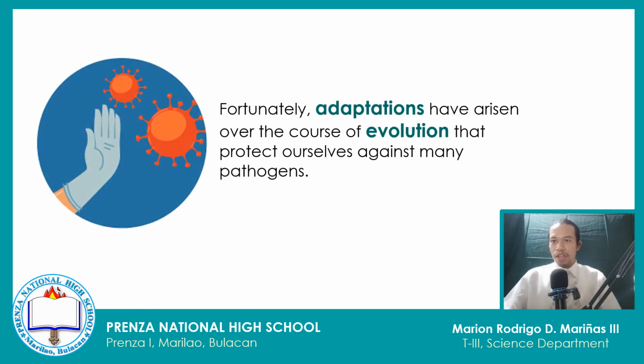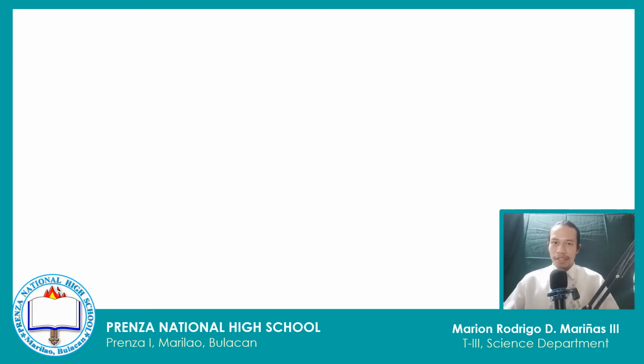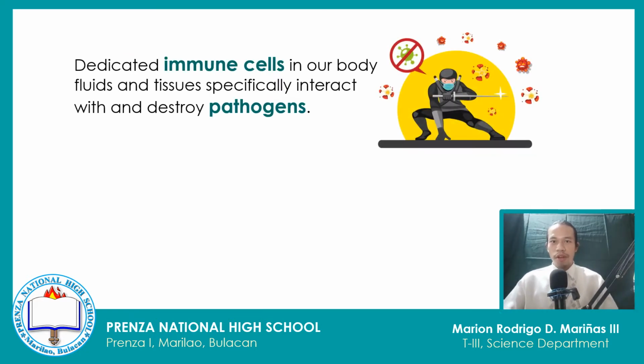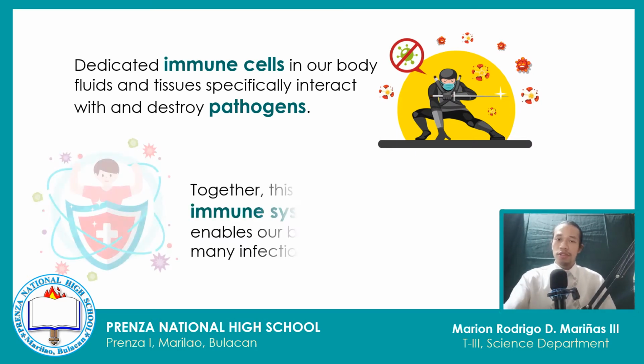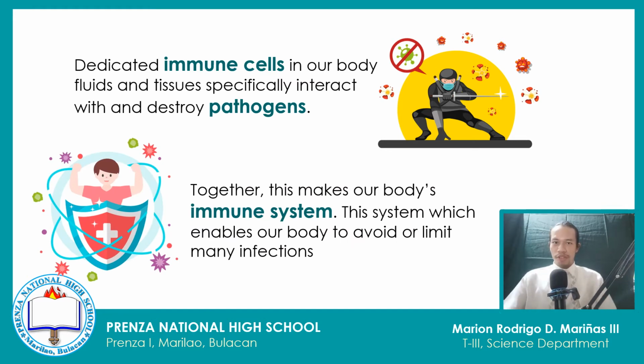Fortunately, adaptations have arisen over the course of evolution that protect ourselves against many pathogens. In this case, dedicated immune cells in our body fluids and tissues specifically interact with and destroy pathogens. Together, this makes our body's immune system. This system enables our body to avoid or limit many infections.